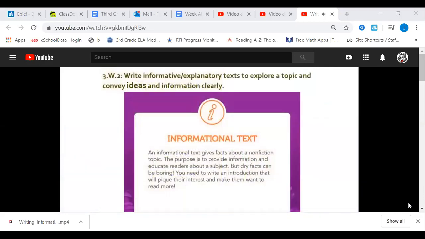All right, our first standard. An informational text gives facts about a nonfiction topic. The purpose is to provide information and educate the reader about the subject. But dry facts can be boring, so you need to write an introduction that will pique their interest and make them want to read more.